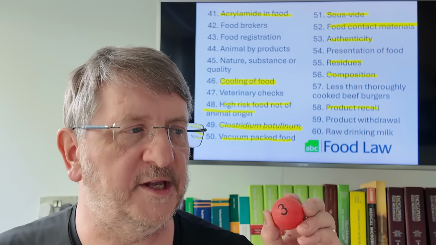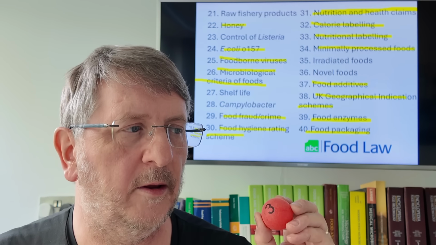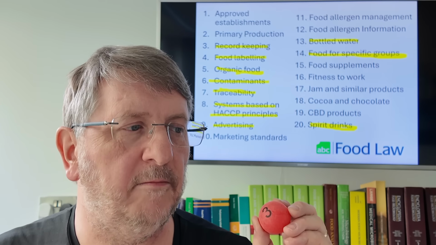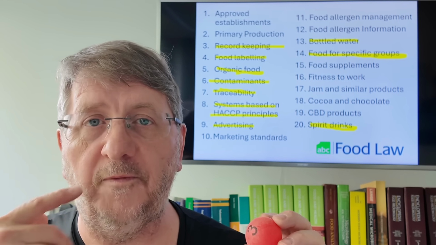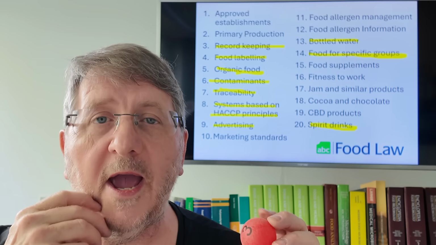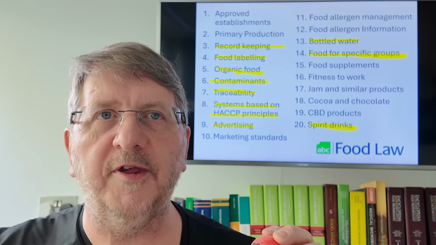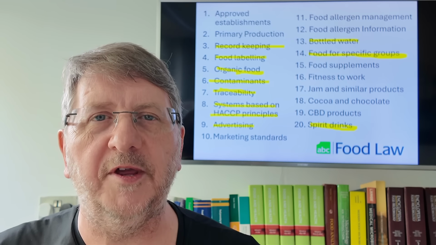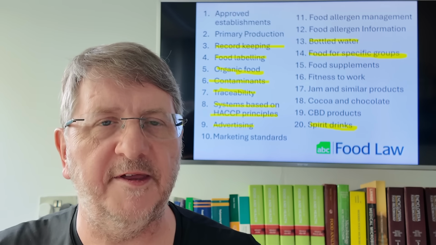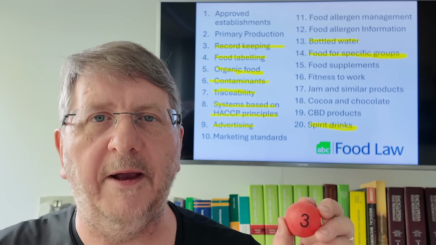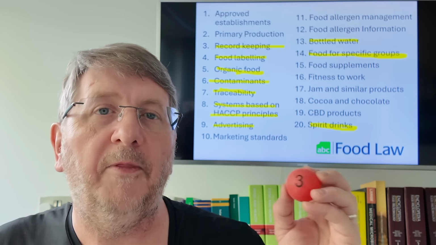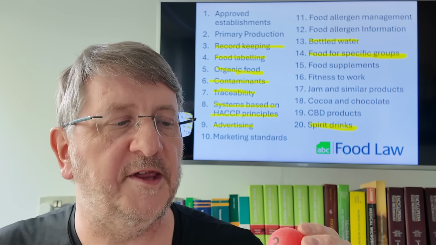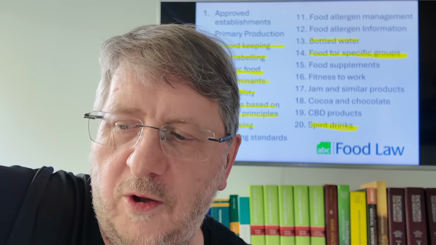We move on to number 3. Number 3, record keeping. There aren't many legal requirements to keep records. Most of the food hygiene law is written in a way that records only need to be produced commensurate with the activities of the business. So there might be some record keeping required as part of your systems based on HACCP principles. There may not be, depending on the level of your business. But it is a food hygiene issue.